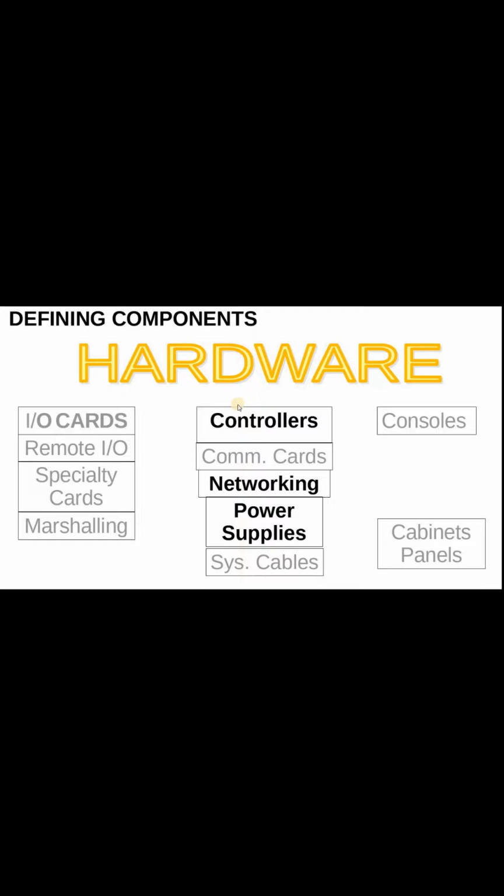Then we have a group of controllers, and of course we need communication cards, networking, power supplies, and system cables, fiber optic or Ethernet or maybe serial communications. And then our interface to the operators are the consoles and the HMI. A group of cabinets will be required to host all those components.